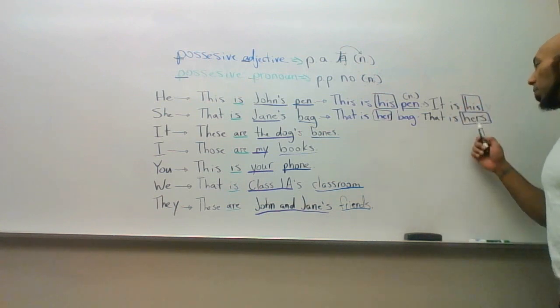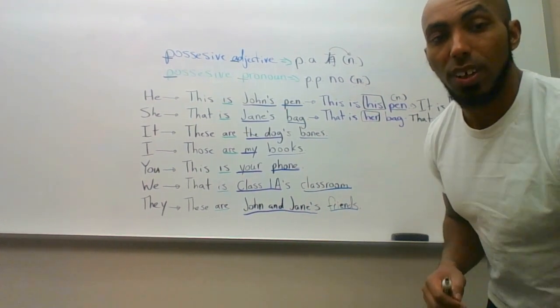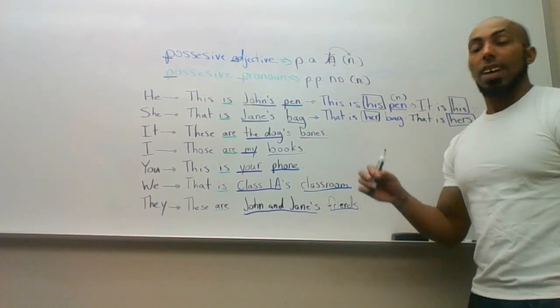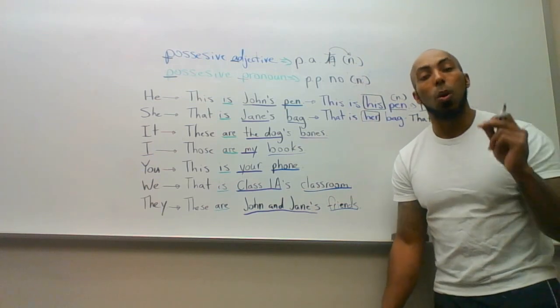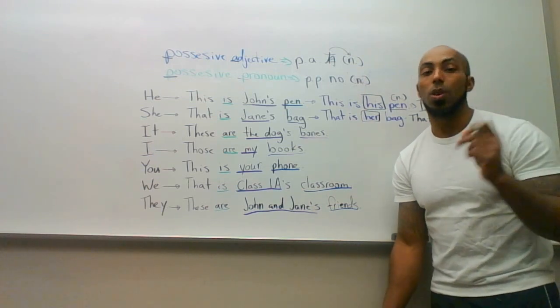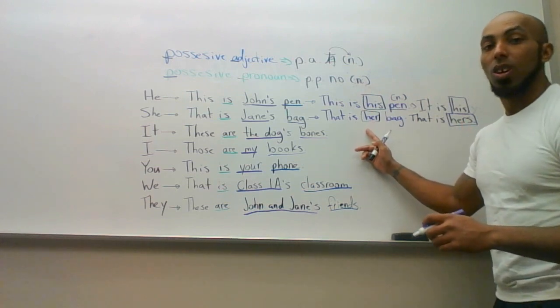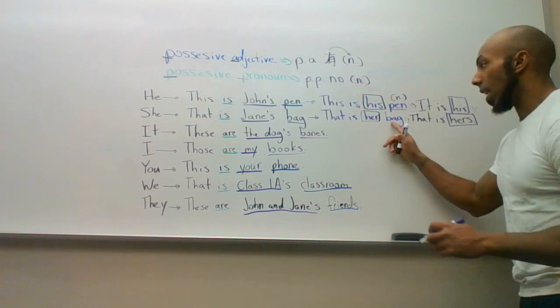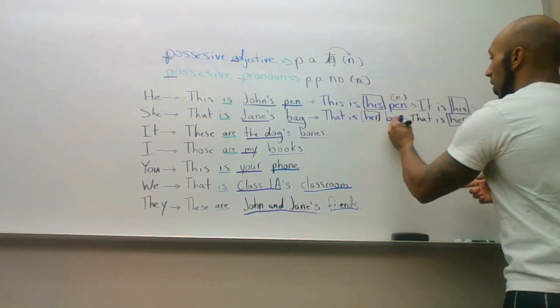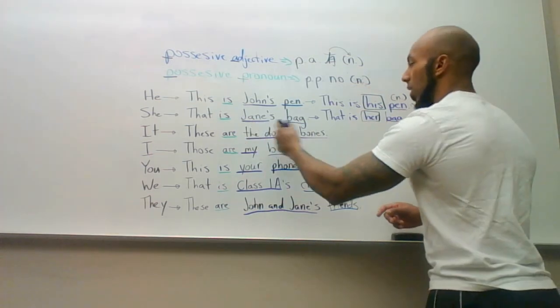Now, the possessive pronoun and the possessive adjectives are different because at the end of a possessive pronoun, we might have an S for most of our pronouns. So this is, her is a possessive adjective. Hers is a possessive pronoun. Again, there's a noun here, but there's no noun here. Okay. These are the dog's bones.